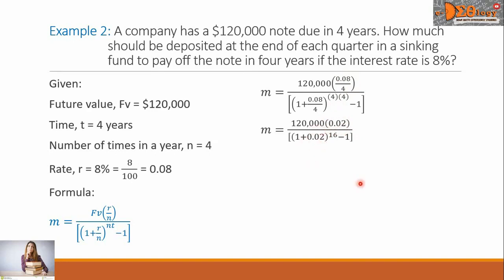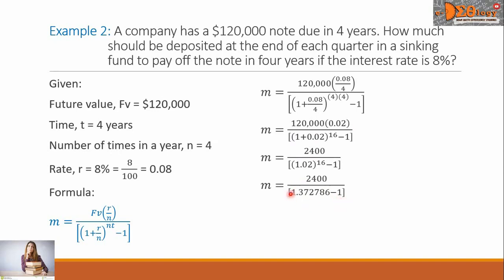For our next step, we will multiply this decimal with 120,000, so we will get 2,400. In here, we will combine this number 1 plus the pure decimal, so we will get 1.02. We're going to raise this value into 16, and the value is 1.372786. And then we will subtract this by 1.